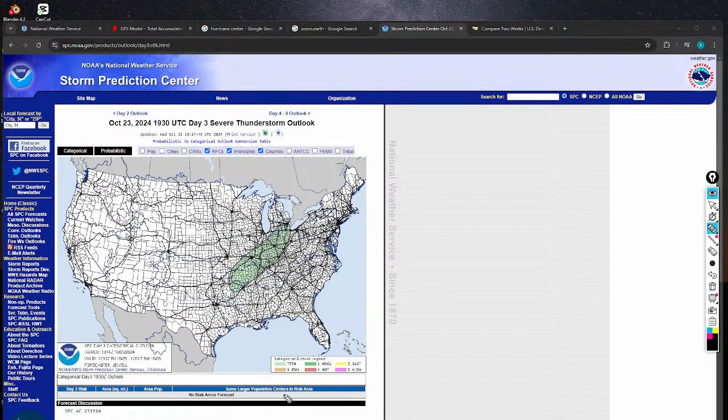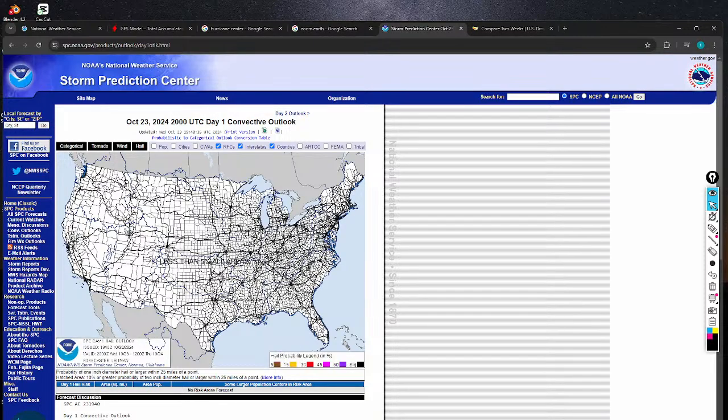They could update this tomorrow because they do that a lot. So a lot of things could change. But today is looking like we aren't going to get anything. Yeah, no thunderstorms on the forecast for today.